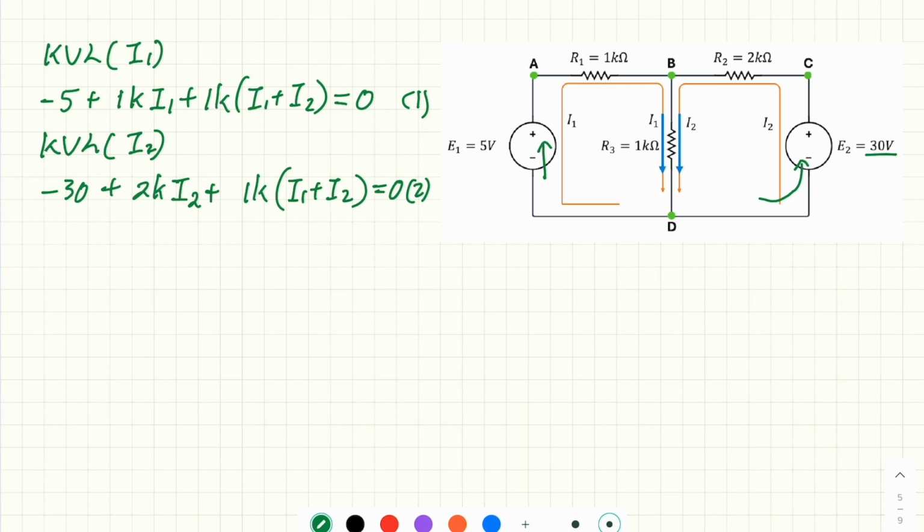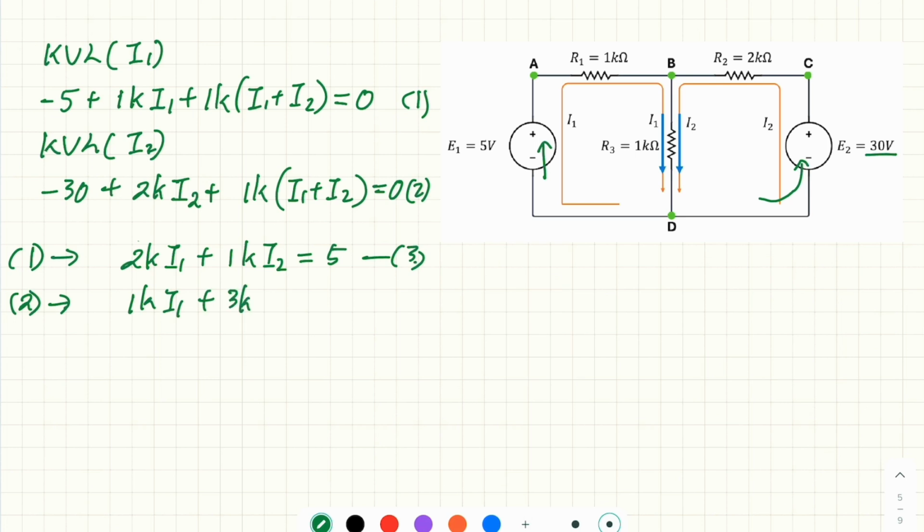Next, we want to solve for I1 and I2. First, I will tidy up equation 1. Equation 1 will become 2K I1 plus 1K I2 equal to 5. This is equation 3. From equation 2, we have 1K I1 plus 3K I2 equal to 30. Equation 4.